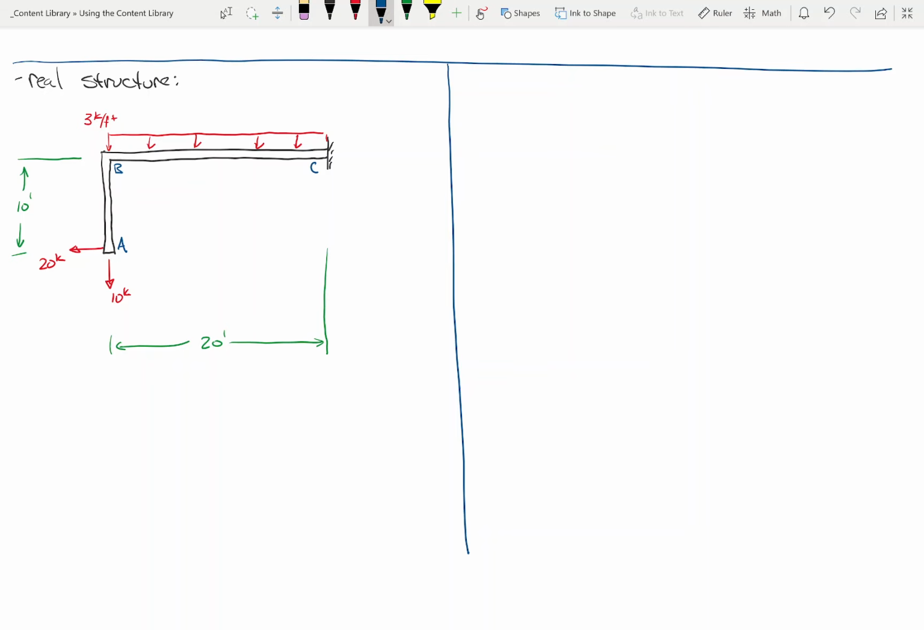By the way, while we're doing this, are you okay if I just give you the reactions? Like at this point, can we all feel comfortable with being able to do it? If I told you that this vertical reaction was 70 kips, this horizontal reaction was 20 kips, and then we had a moment reaction of 600 foot-kips, is that okay? Everybody okay with that? Okay.